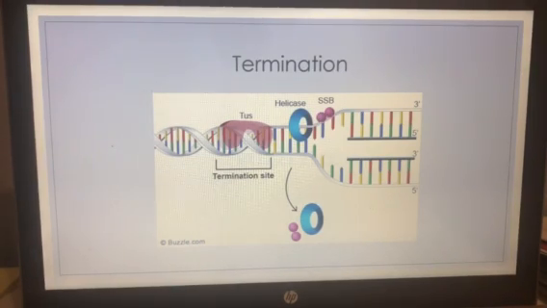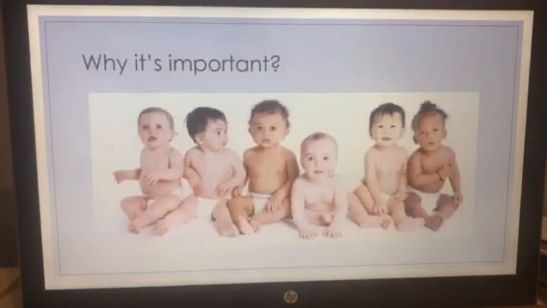And then the catenanes are removed. And lastly, the replication proteins are unloaded. So this all happens at different times, and there's no specific place where it happens, but it all has to happen in the termination step.